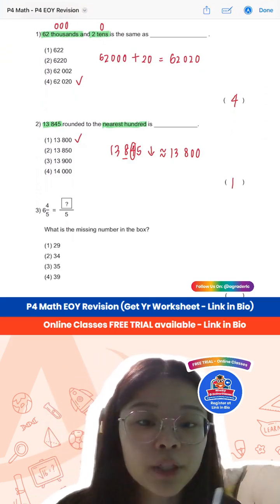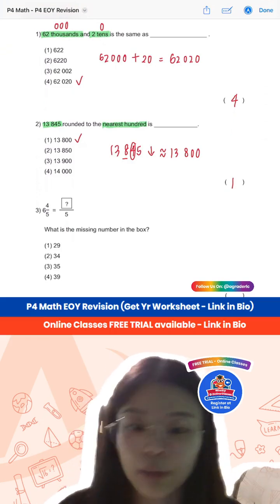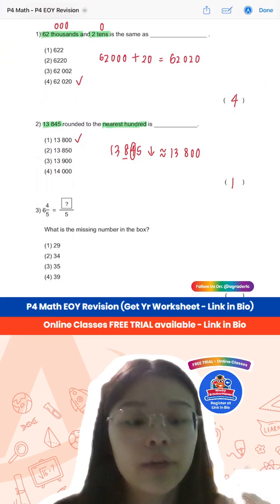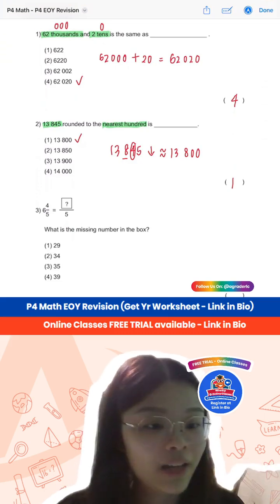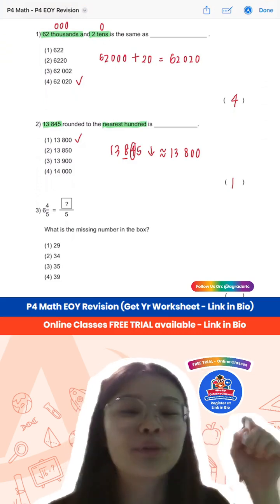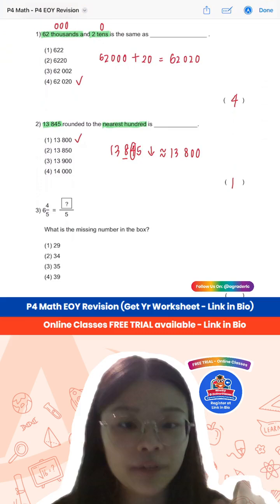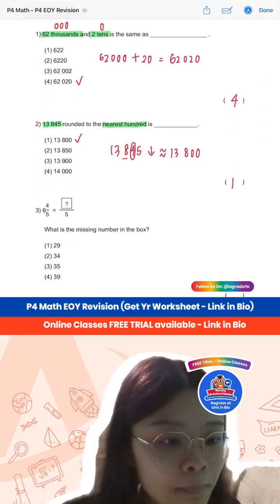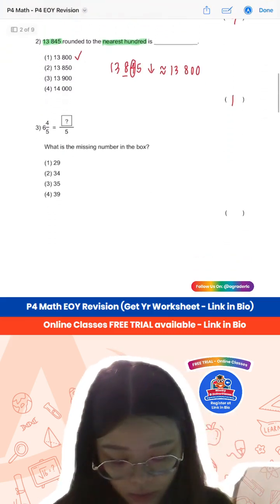Option 2 has 50 in it, and that's not the nearest 100, so option 2 is not the right option. Option 3, you don't round up because it is 4. The 4 is lower than 5, so we round down. If it's 5 and above, then we round up. So let's see the next question.